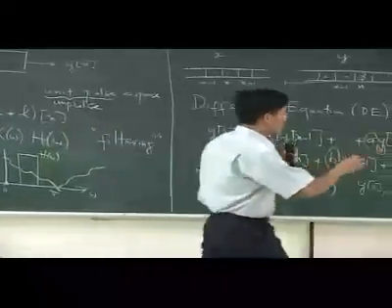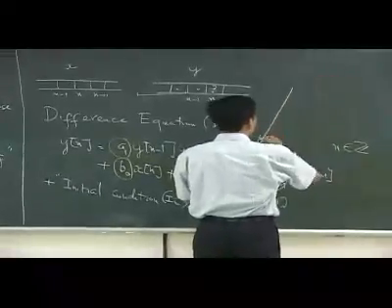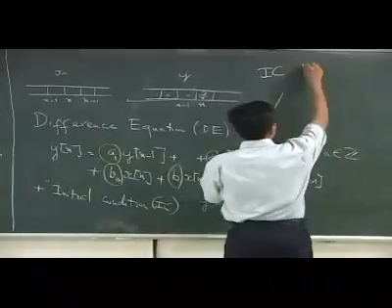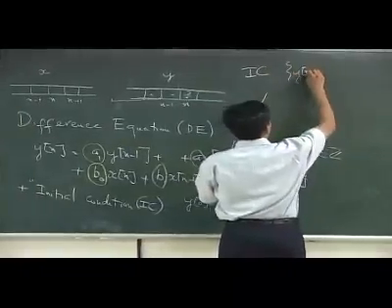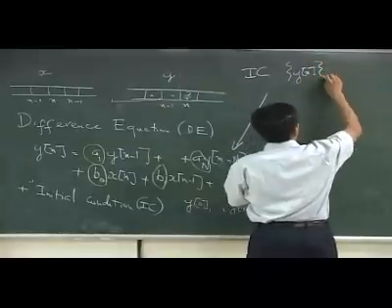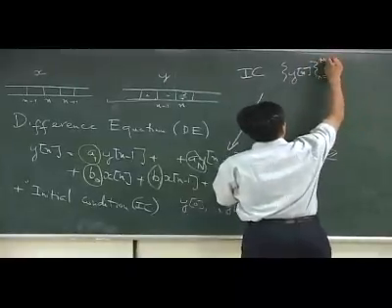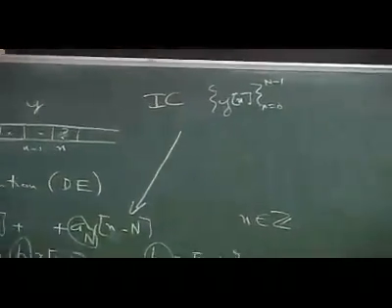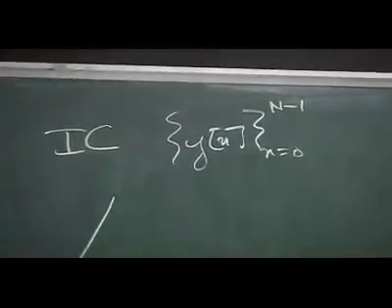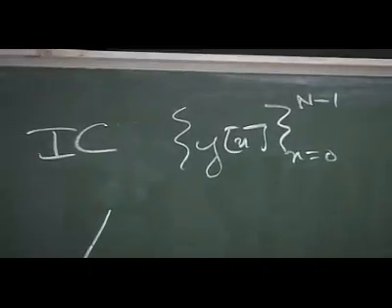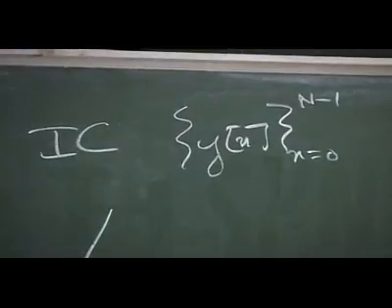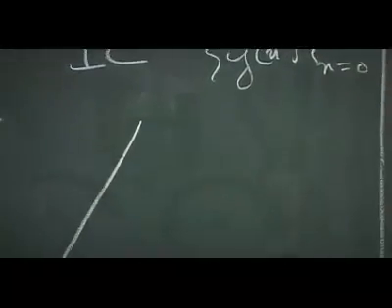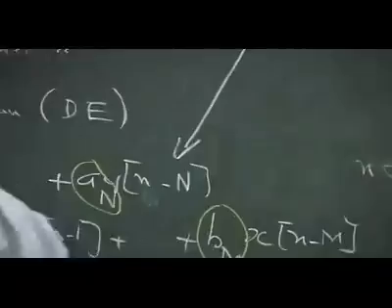So here, what you need is the initial condition, required on the values of y from 0 to n minus 1. You need to have initial conditions so that you can really kick off the system and it keeps going. It can run. All right. So that is a simple thing.